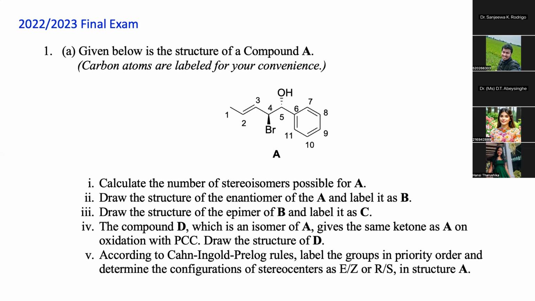Okay, so let's look at this. It says the structure of compound A is given below, and the carbon atoms are already labeled for you. In this kind of question, you don't have to worry about labeling carbons according to the nomenclature. This is just to identify the carbon atoms, just to do the stereochemistry problem. Since it's already labeled in the question, you don't have to worry.